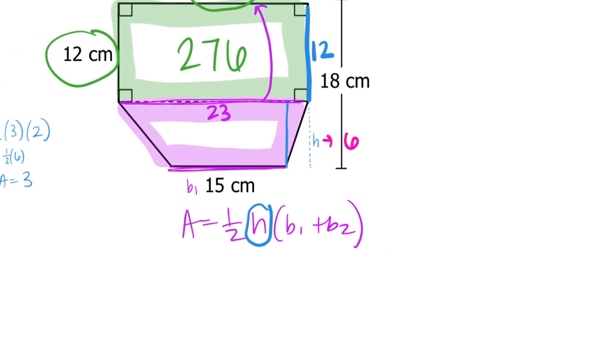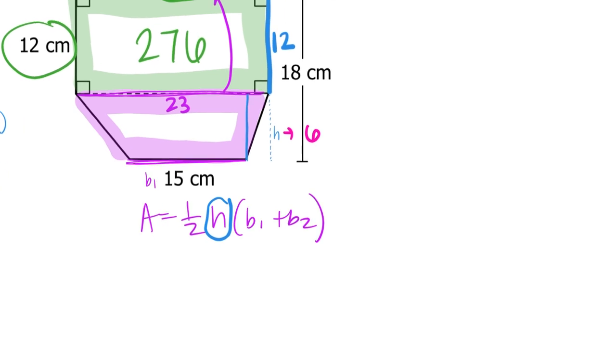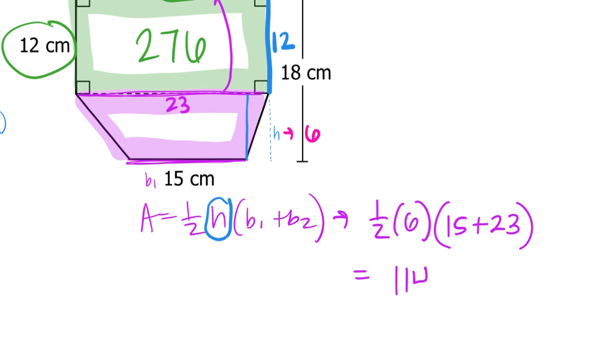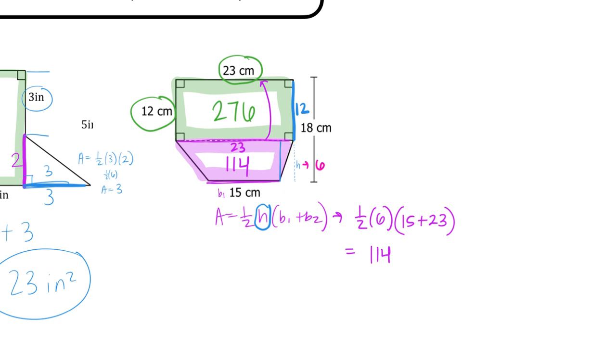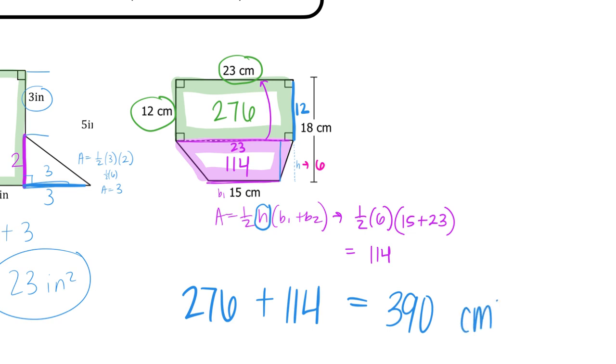So now we have everything we need to find the area of that trapezoid. It would be 1/2 of 6 times the sum of the bases, which are 15 and 23. We can just calculate all of that. This would be 3 times the sum of the bases. If you calculate that out, it should be 114. And now we can find the area of the whole shape. It would just be 276 plus 114. So that gives us 390 square centimeters.